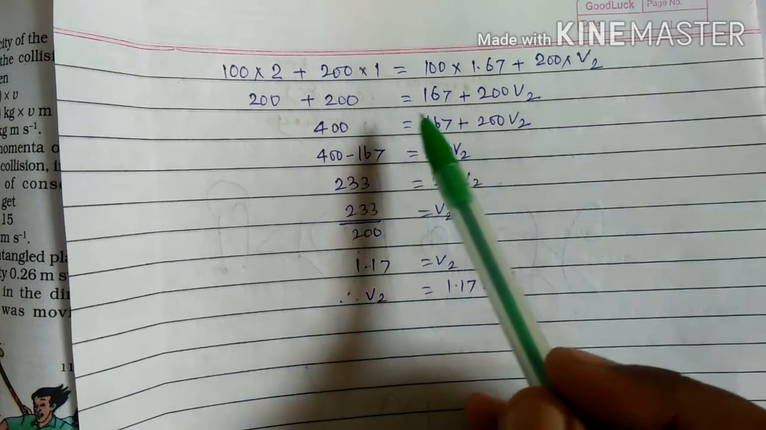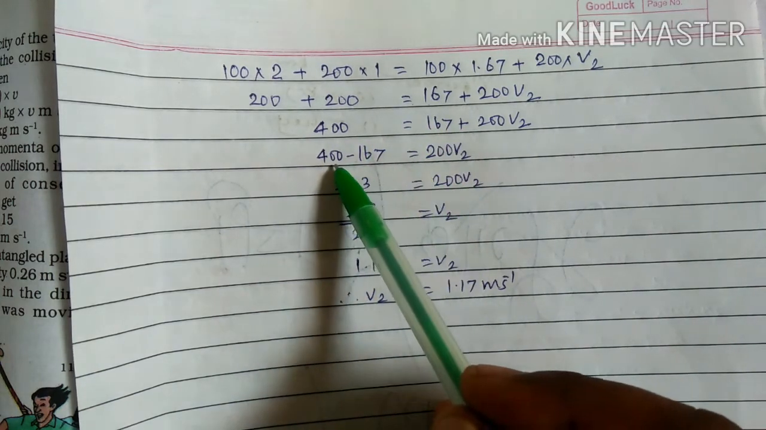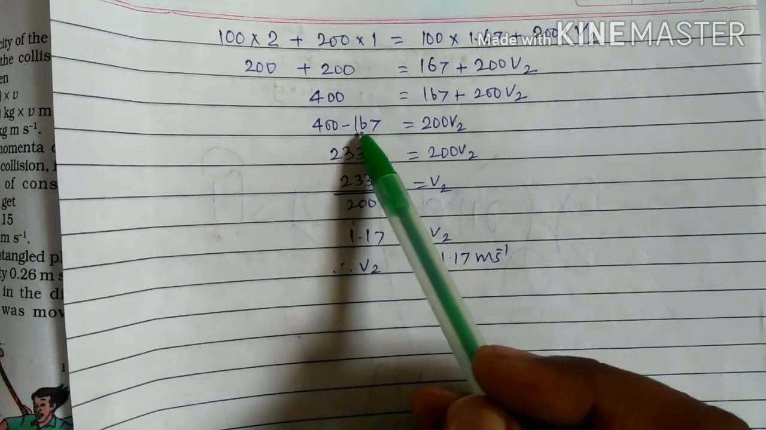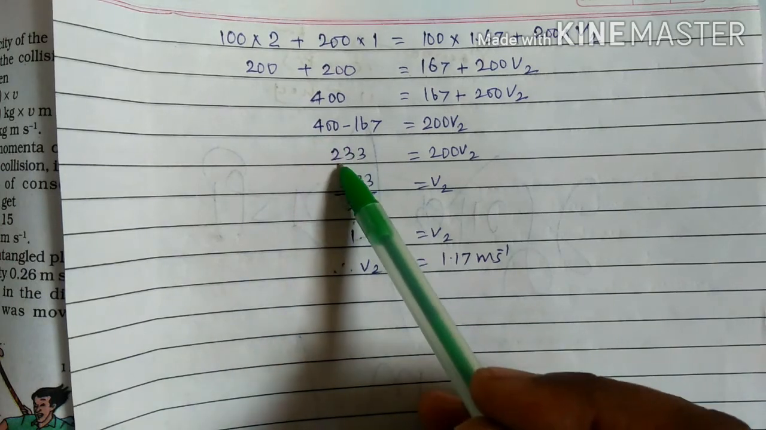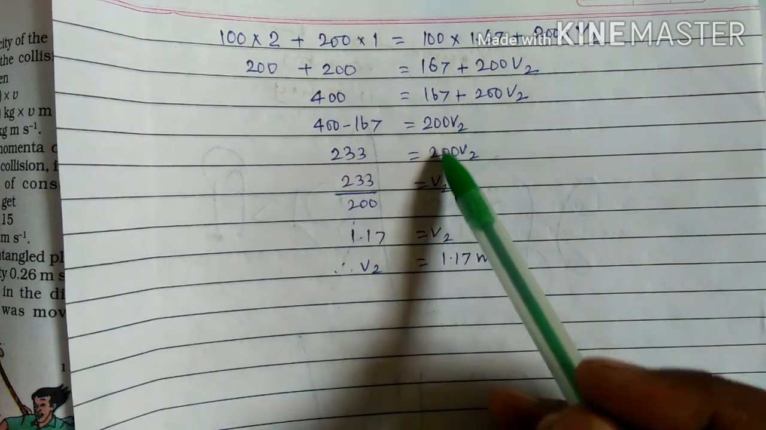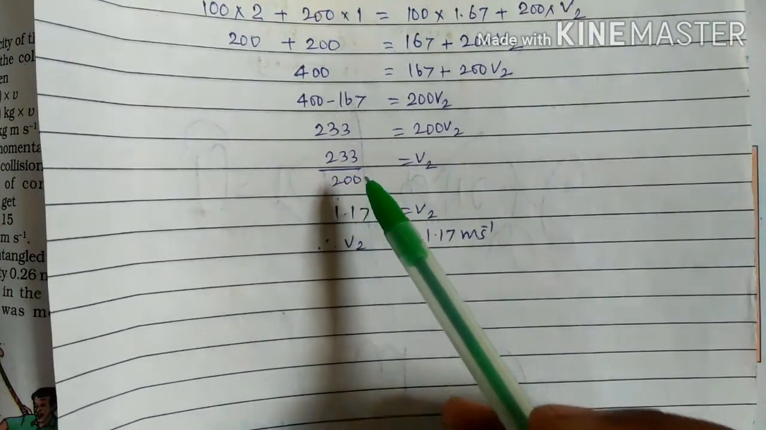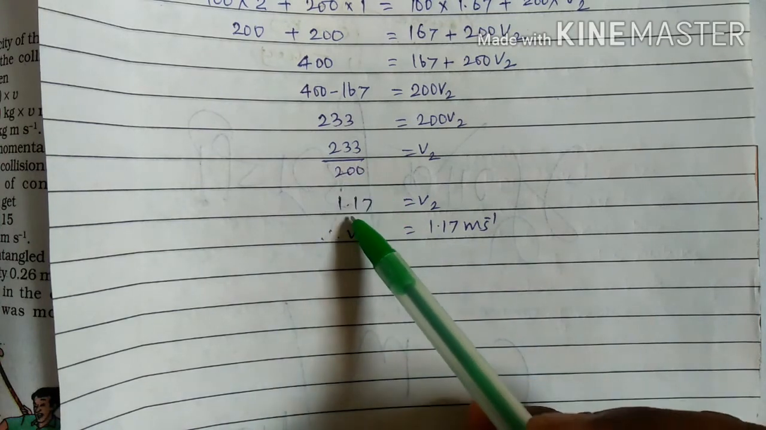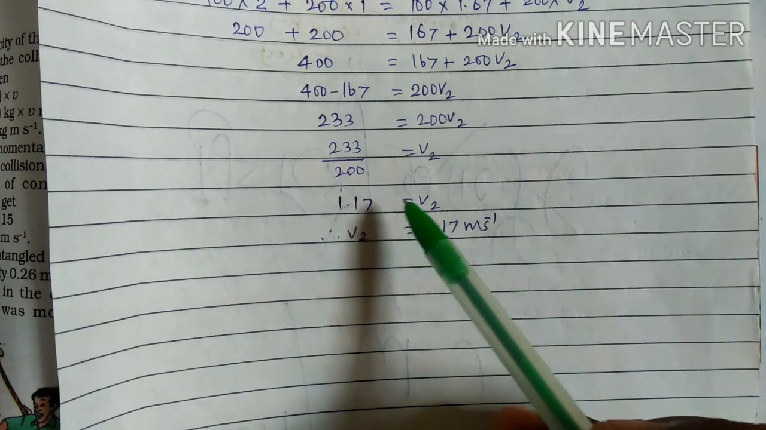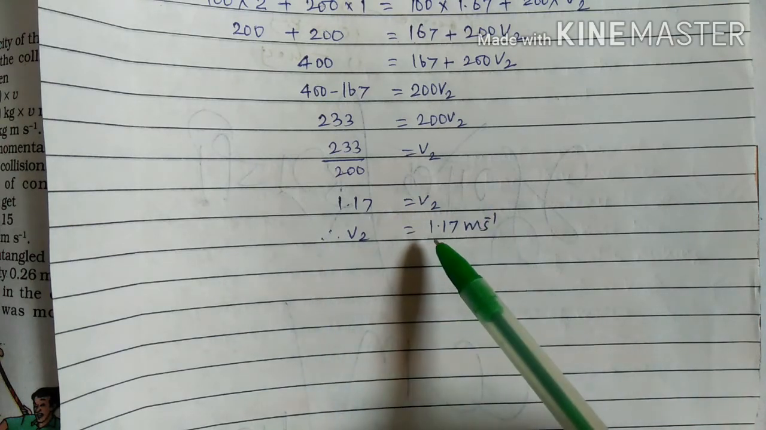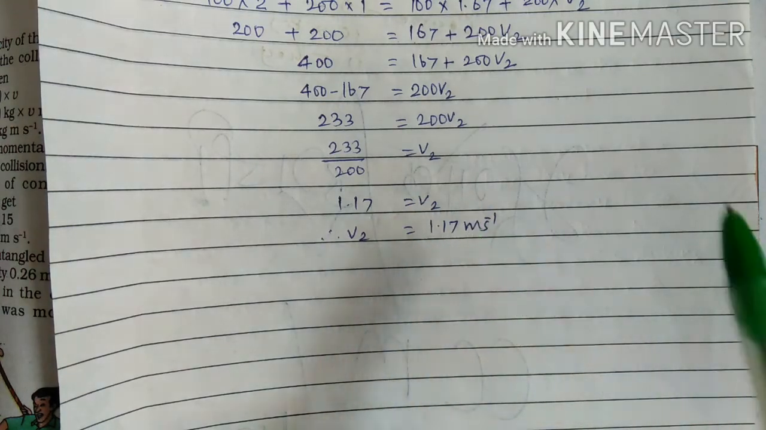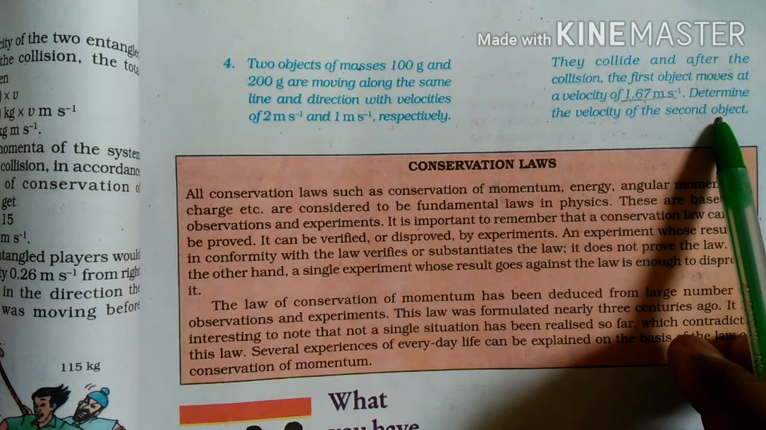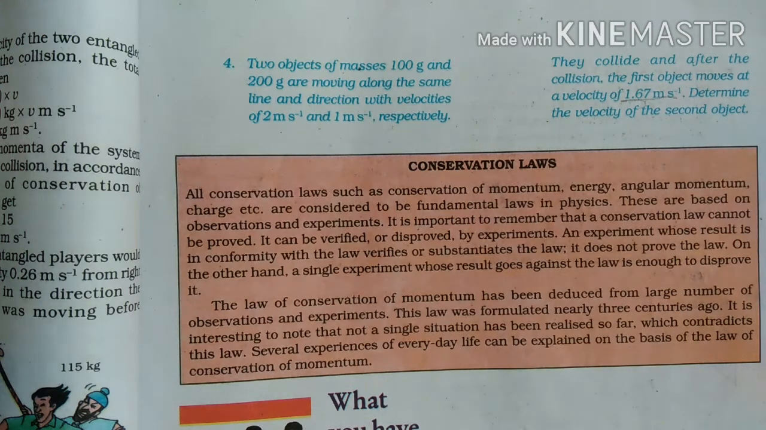Now take 167 to the left hand side, it becomes 400 minus 167 is equal to 200 v2. Subtract 167 from 400, it becomes 233 is equal to 200 v2. Take 200 to the left hand side, it becomes the denominator. When we divide 233 by 200, it becomes 1.17 is equal to v2. That is why v2 is equal to 1.17 meter per second. As per the question, we had to determine the velocity of the second object, that is 1.17 meter per second. I hope you understood it better.